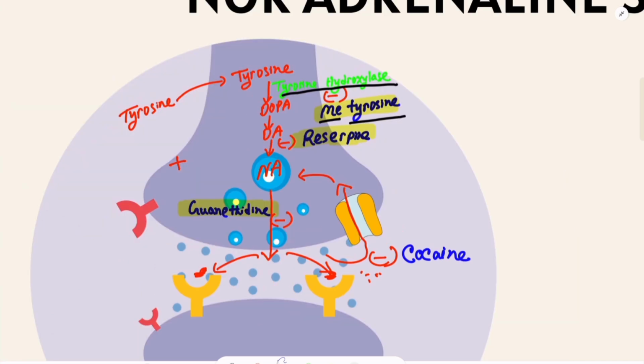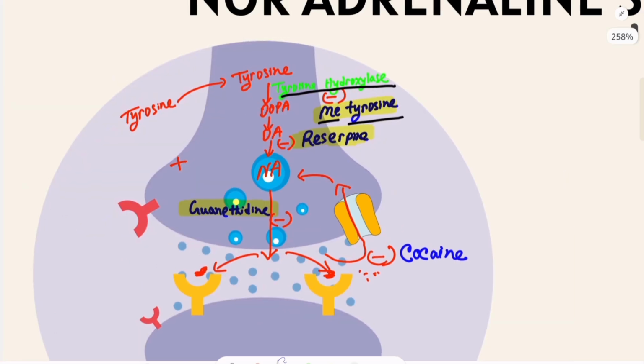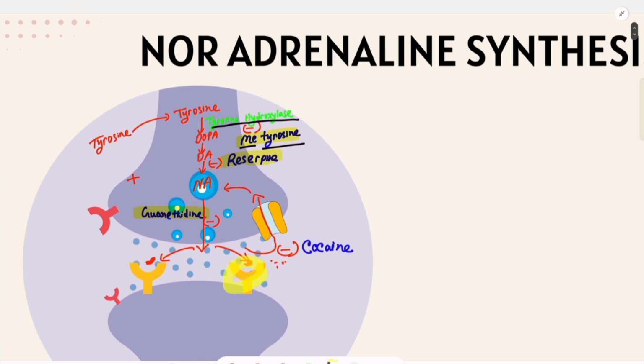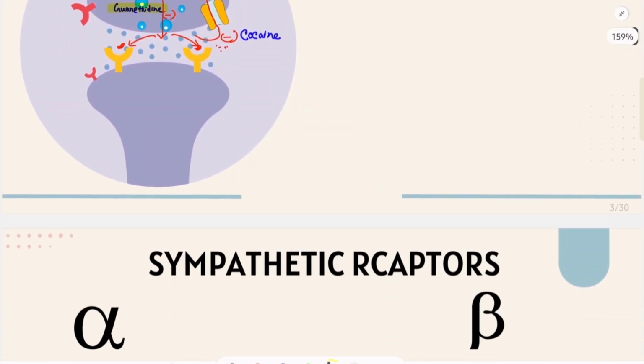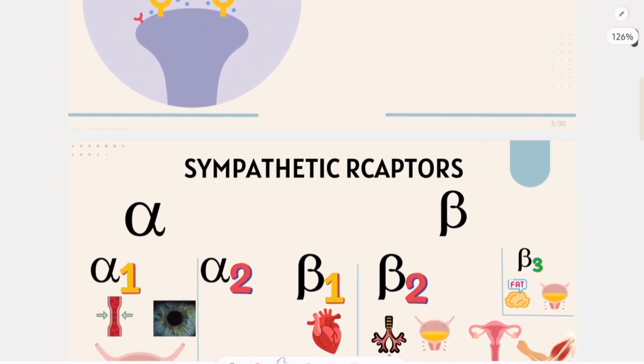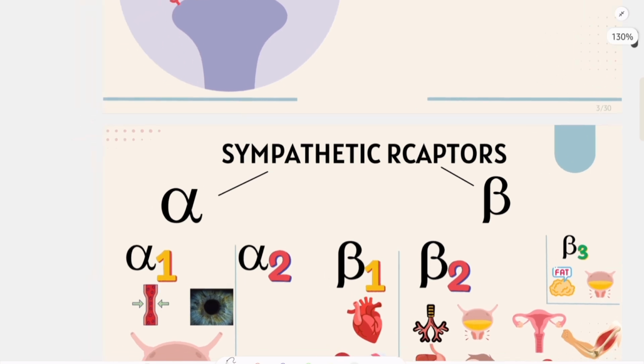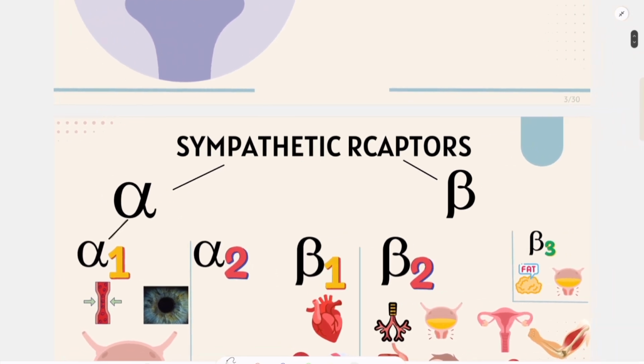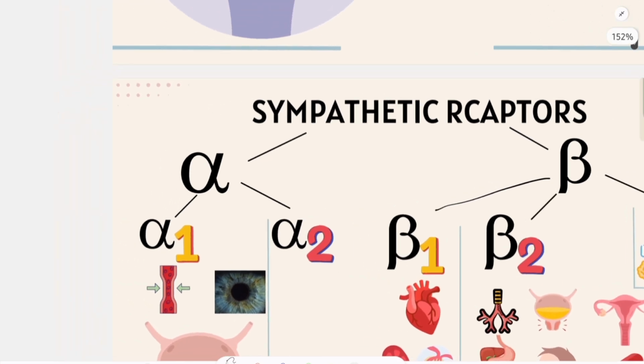Now, the next thing we need to discuss is the receptors. The receptors of the sympathetic system are mainly of two types: alpha receptor and beta receptor. Alpha receptors are further divided into alpha 1 receptor and alpha 2 receptor, and beta receptors are of three types: beta 1, beta 2, and beta 3. We will start the discussion from alpha 1.